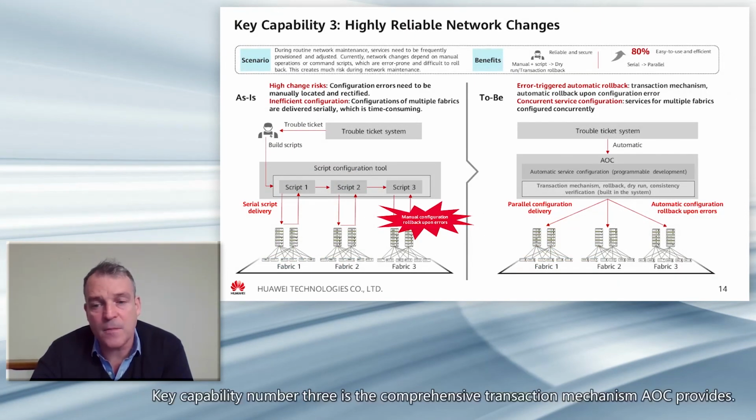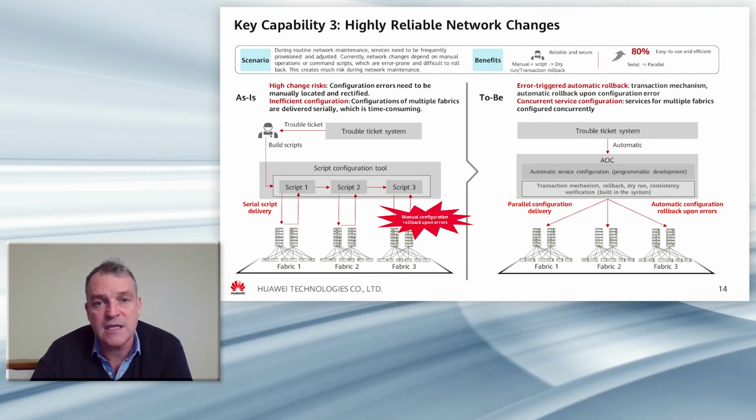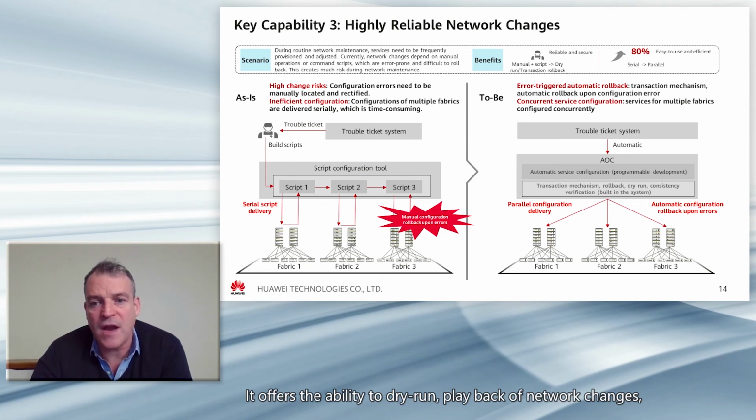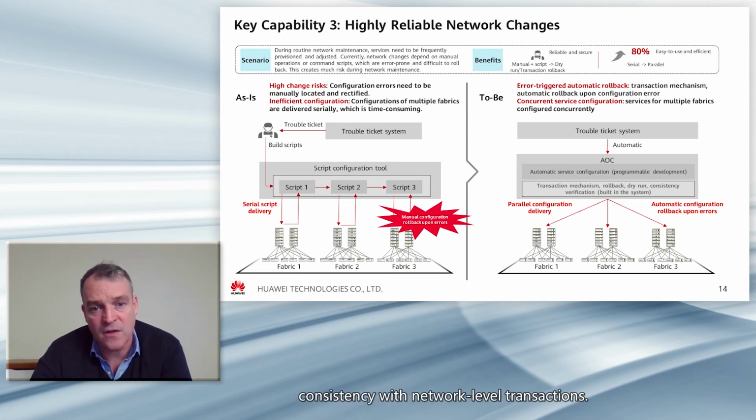Key capability number 3 is the comprehensive transaction mechanism AOC provides. It offers the ability to dry run, playback of network changes, as well as the verification of current network configuration. If an error occurs during network modification, it allows automatic rollback, thereby ensuring consistency with network level transactions.